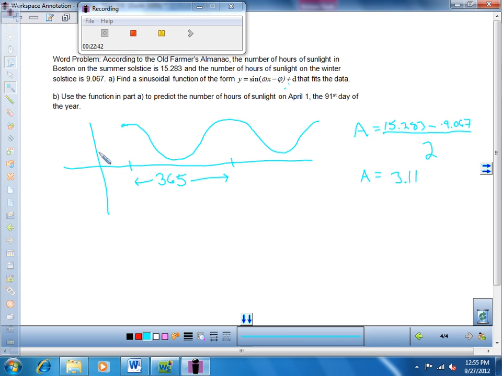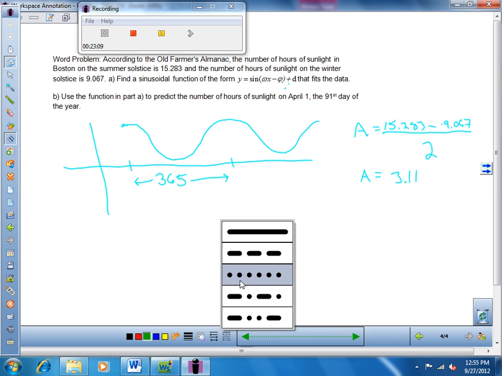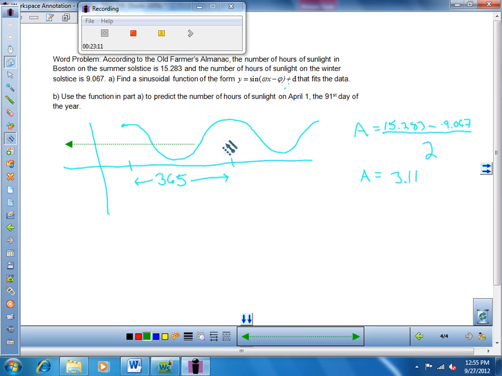Why do you divide by 2? Because it's the top minus the bottom. That's the distance from here to here, right? And then if I divide that by 2, because the amplitude is the distance from the midline, right? So if I were to do a line going straight across there like this, which I'm going to do next anyway, okay? The amplitude is the distance from here to here, okay? So that distance is 3.11.